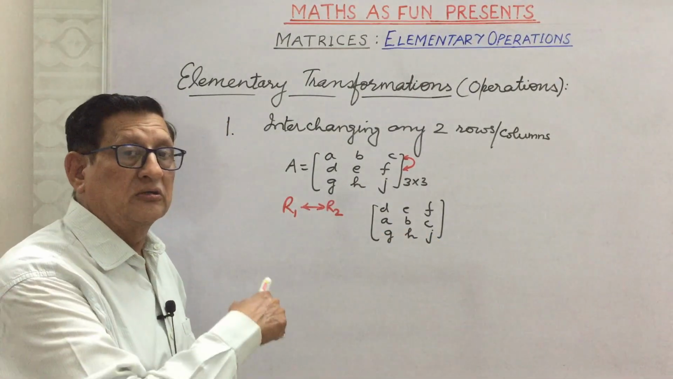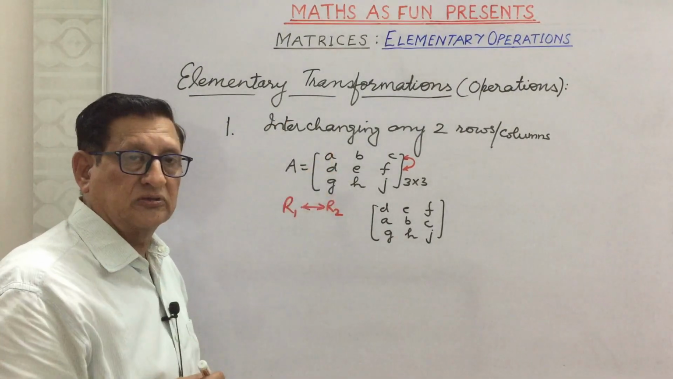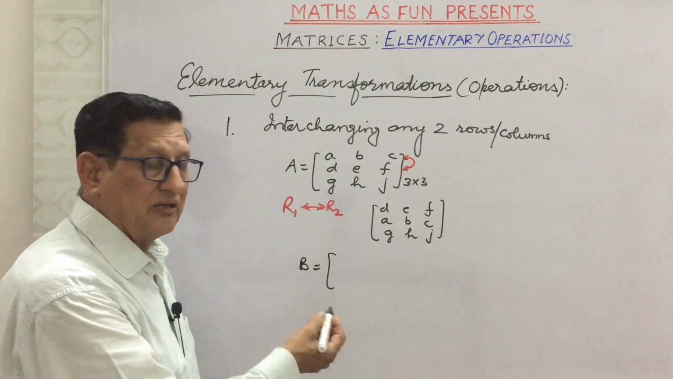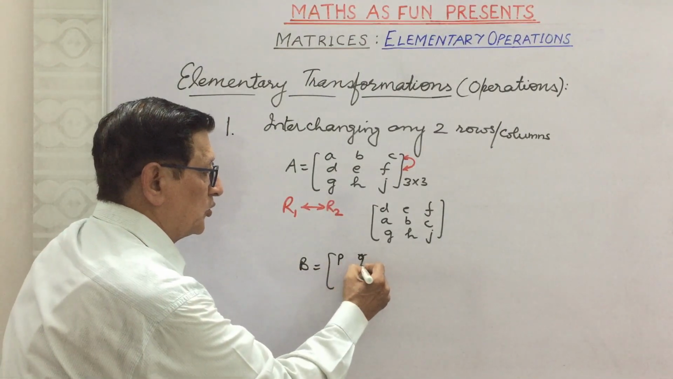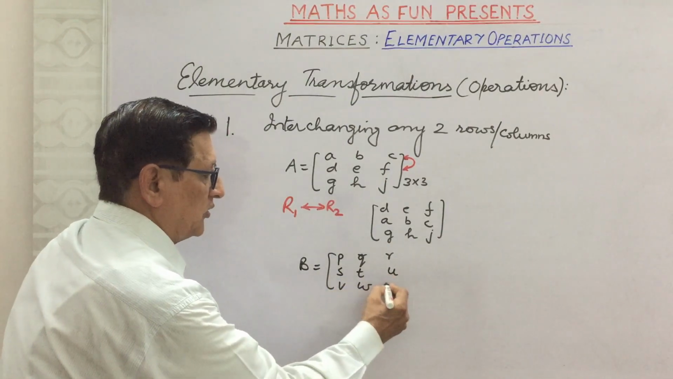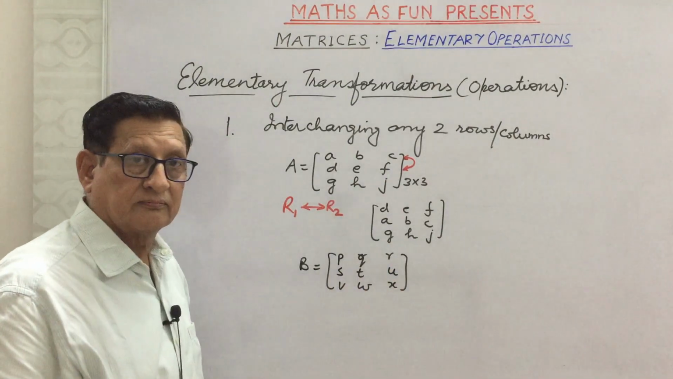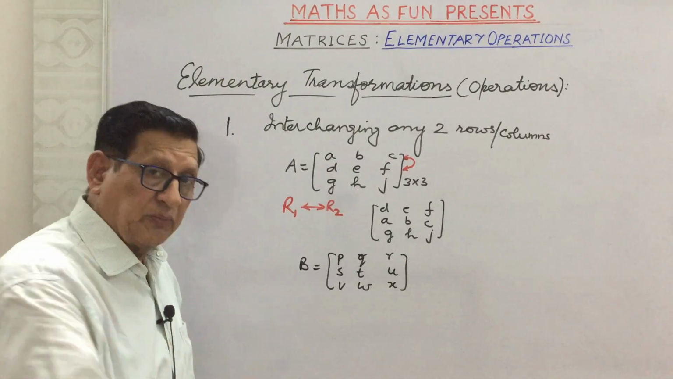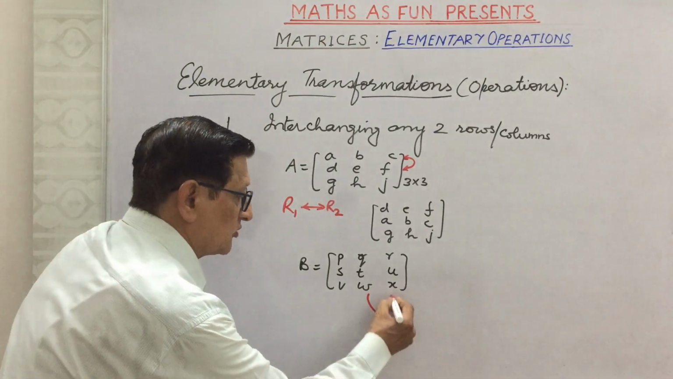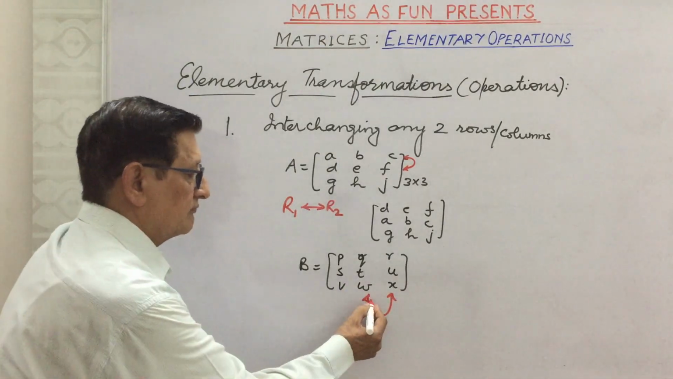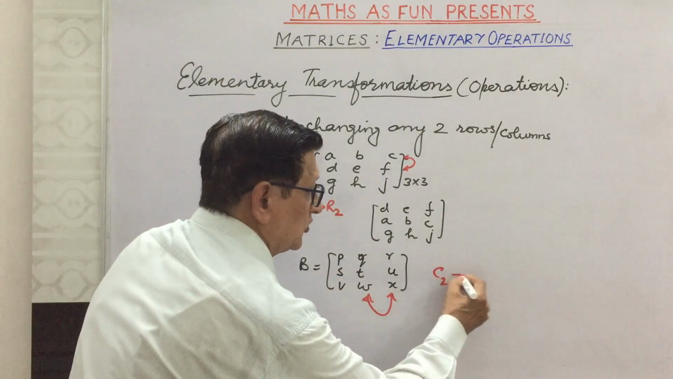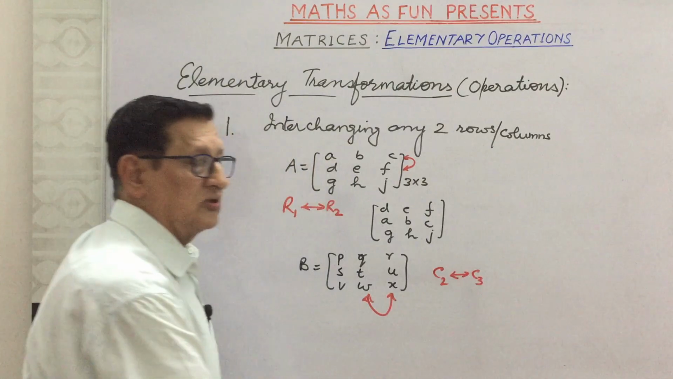Now suppose we want to learn the operation in the columns. Suppose we have another matrix B in which the elements are P, Q, R, S, T, U, V, W, X. And suppose we want to perform the operation in the columns. We want to interchange column 2 and column 3. Then we will represent this as C2 interchanging with C3.